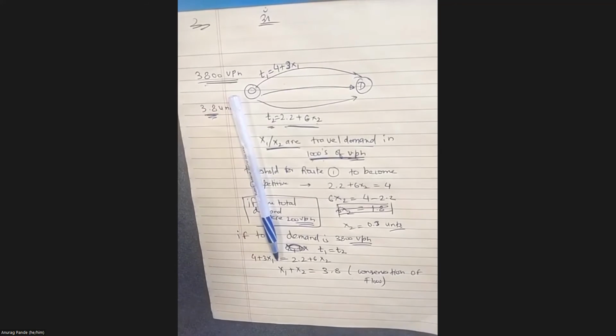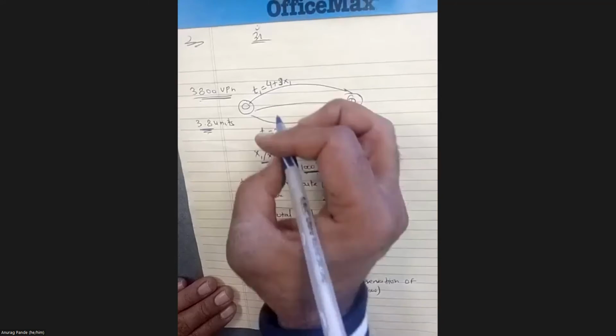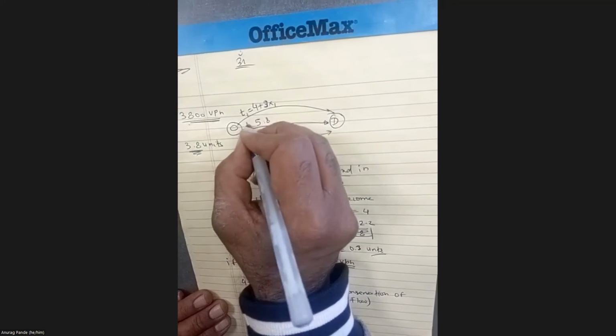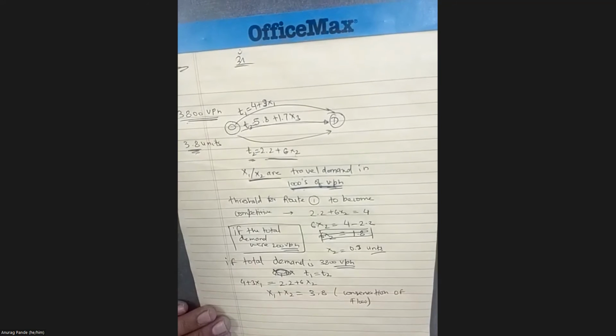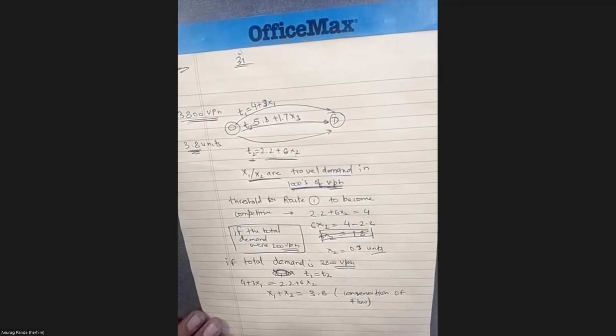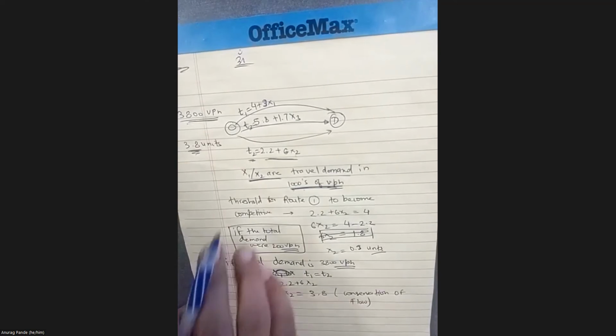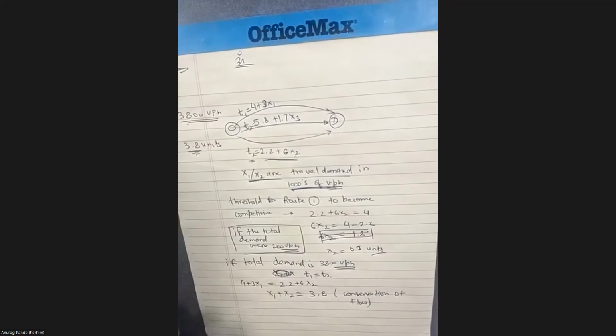I'll go ahead and share my screen back. So if you look at this, T3 will be equal to 5.8 plus 1.7 x3. Okay, so I'm going to stop here. And in the next class, we'll pick this discussion up and see how we solve a 3-route problem. And then we'll try to generalize it to 4, 5, 6 route solve.